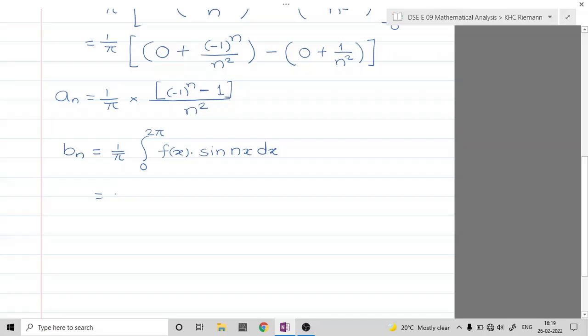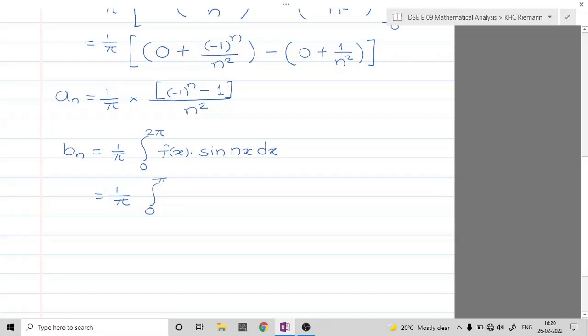Again we evaluate in the same manner, as our function f of x is defined in two parts. In 0 to pi it is x, in pi to 2 pi it is 0. Okay, so accordingly we break the integration. Now I will not put the bracket.